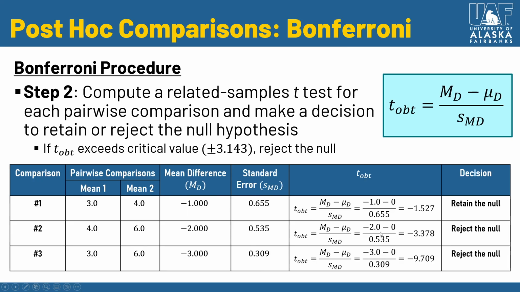And so we do that, and then we'll find these 3 t-values, and we will retain the null for the first one based on our critical value, but the final 2 comparisons are greater than that t-value, right? Minus 3.378 is outside of the rejection region. In other words, it's further to the left in this case than minus 3.143, so we'll reject the null. Same thing for this one.